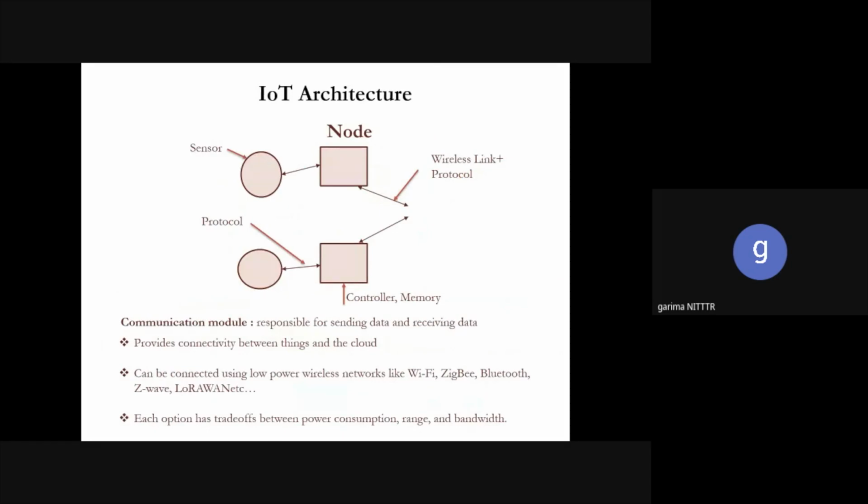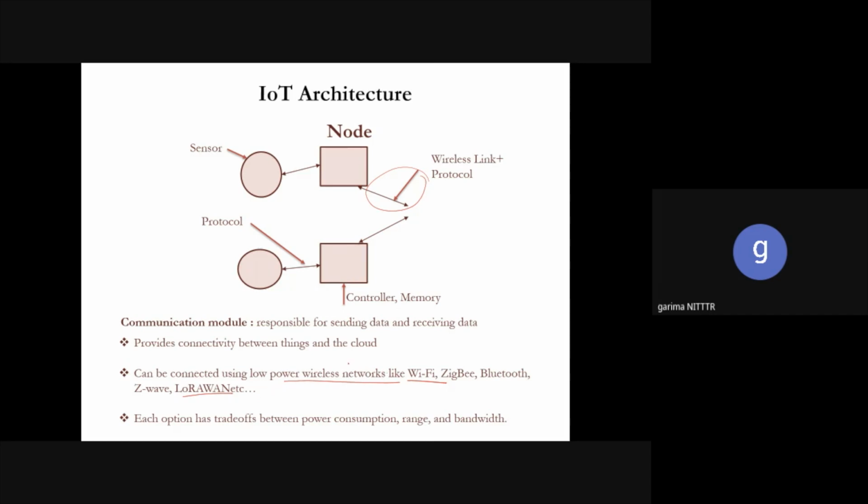Now, next is the communication module. The next thing which came into the picture, of which we need to have brief information, is the communication module, because that particular module is responsible for sending and receiving the data, and you will have connectivity between things and cloud. So you need to have that wireless link protocol, and those protocols will depend upon which type of module you are going to utilize. Different low power wireless networks are available. For example, Wi-Fi, Zigbee, Bluetooth, Z-Wave, LoRaWAN, etc.